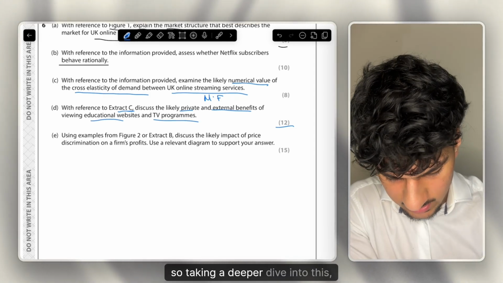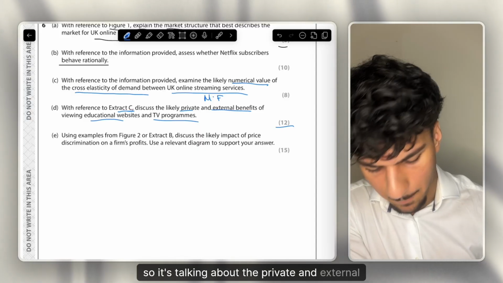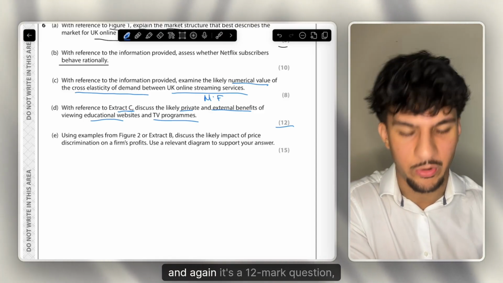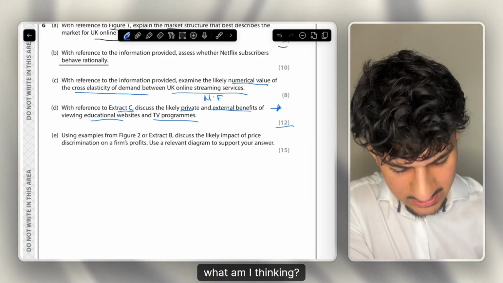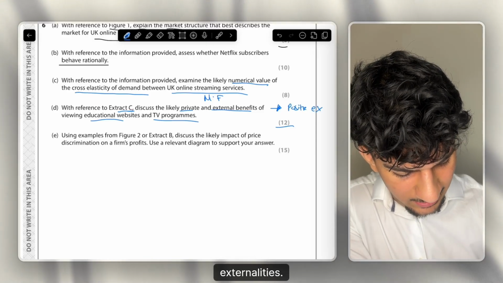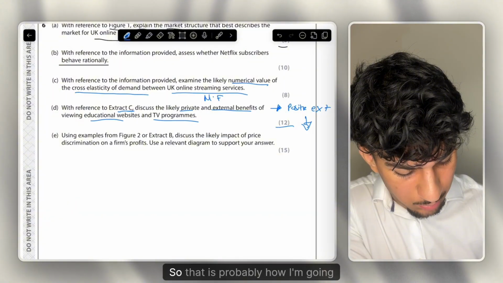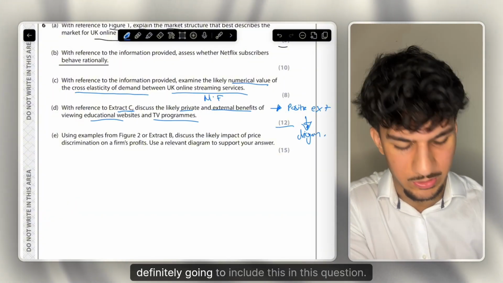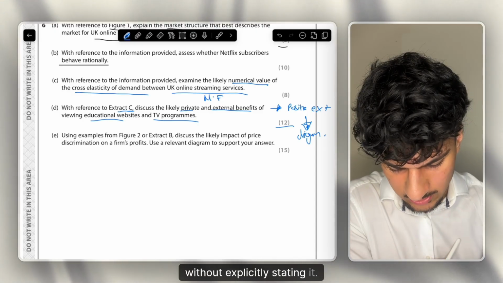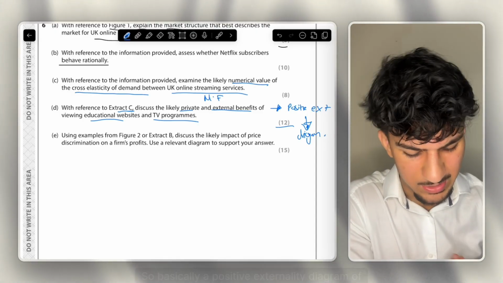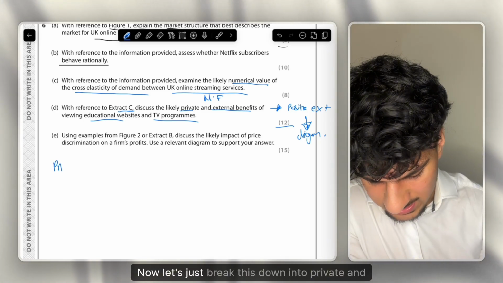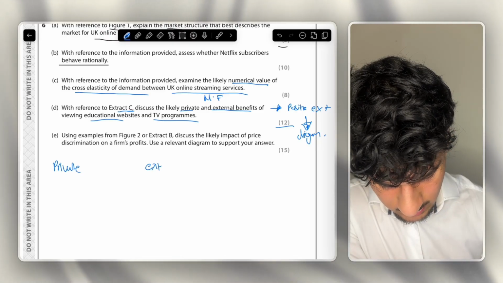Okay, so taking a deeper dive into this, it's talking about the private and external benefits. We know it's about market failure, and again, it's a 12-mark question, what am I thinking? Firstly, it's private and external because it's benefits, so it's definitely something to do with positive externalities, and positive externalities has a diagram, doesn't it? So that is definitely going to be included in this question. It's basically telling you to include it without explicitly stating it. So discuss the private and external benefits, so basically a positive externality diagram, viewing educational websites and TV programs. Now, let's just break this down into private and external benefits.